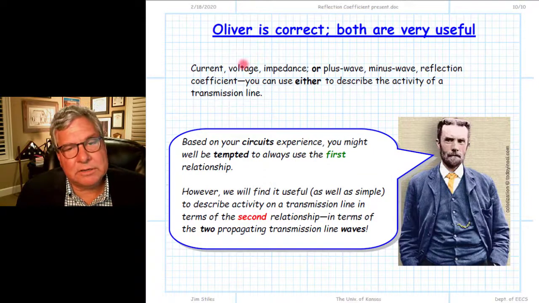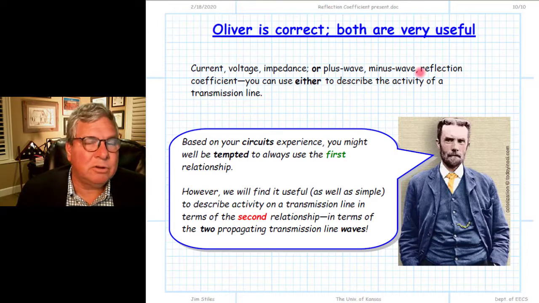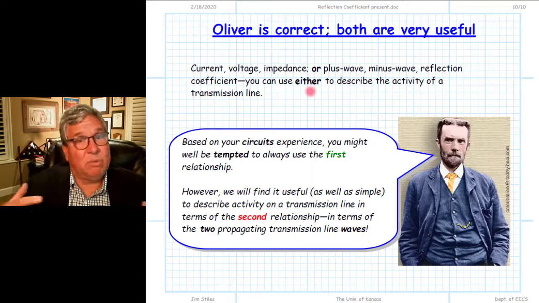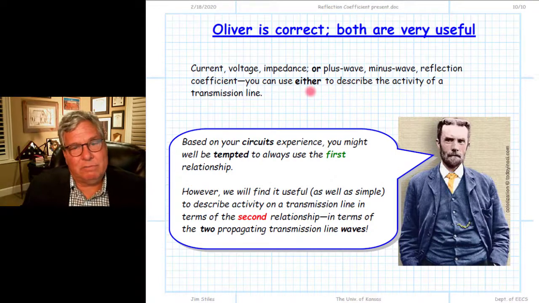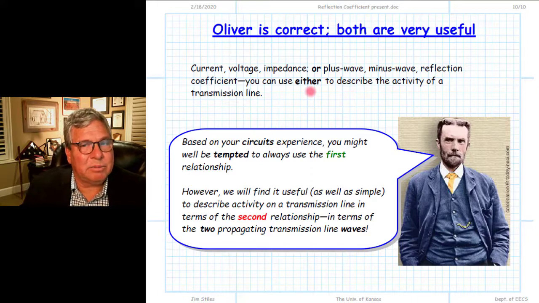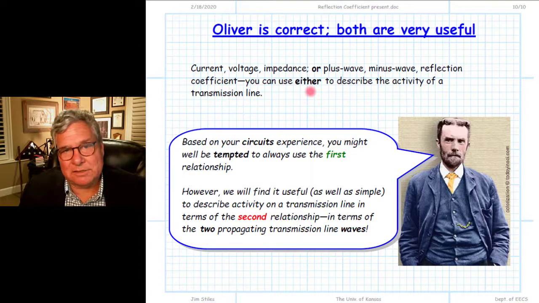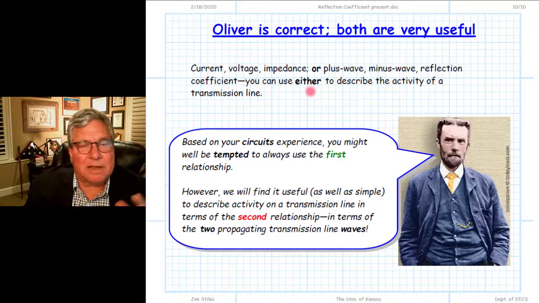So again, whether you use the circuits viewpoint or the wave viewpoint, you can use one or the other. Either one will give the correct answer. Neither viewpoint has any more information or less information than the other. If you can solve a problem using the circuit viewpoint, total voltage, total current, and impedance, you can likewise solve the problem using the wave viewpoint with plus wave, minus wave, and reflection coefficient. Again, I emphasize that because sometimes students think that both of these are additive, that you have to use all of these to solve a problem, or some part of one and part of the other. But generally speaking, we don't want to do that.